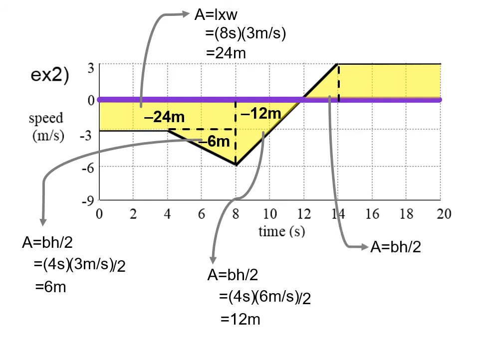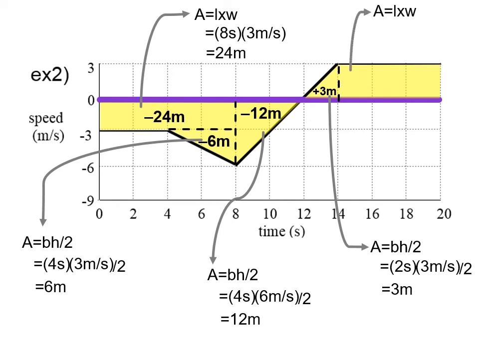Now this triangle, it's up on top. Its base is 2 seconds because it goes from 12 to 14 seconds. Its height is 3 meters per second because it goes from 0 to 3 meters per second. So 2 multiplied by 3 divided by 2 because it's a triangle, that gives us 3 meters. And this shape is above 0, so it's positive 3 meters.